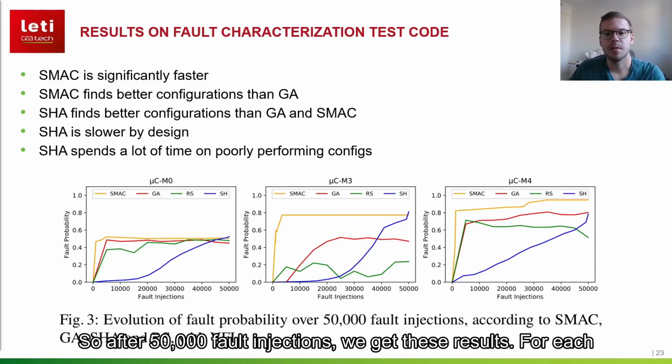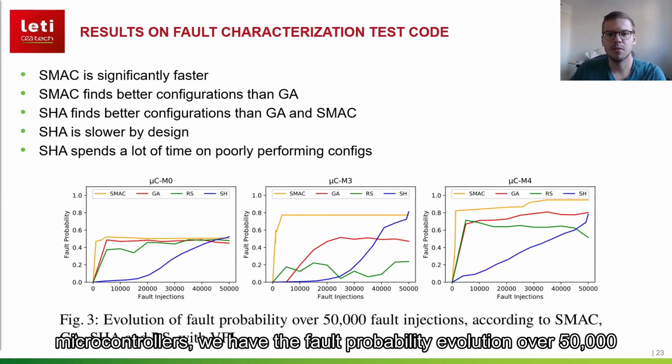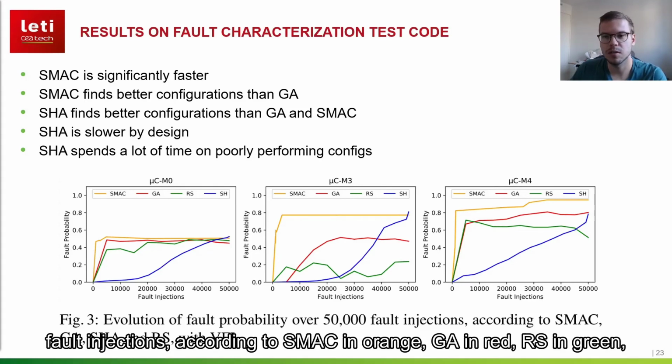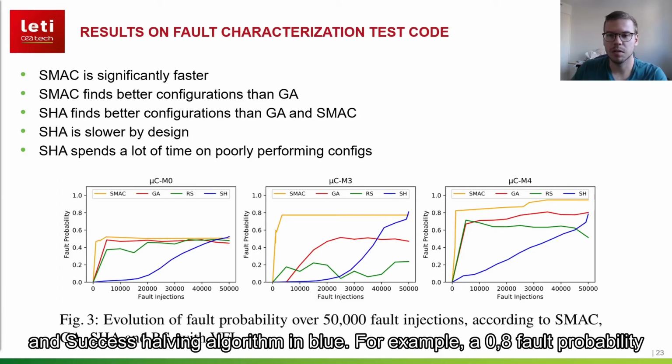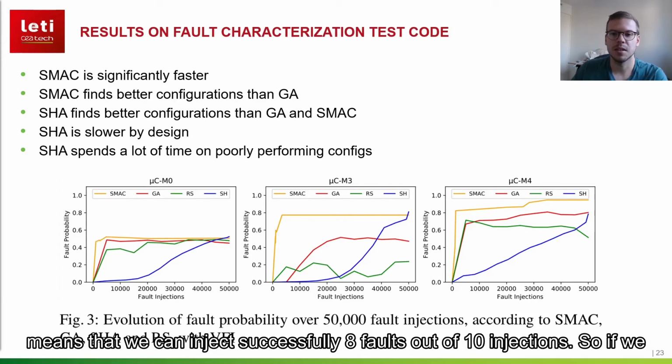So after 50,000 fault injections, we get these results. For each microcontroller, we have the fault probability evolution over 50,000 fault injections according to SMAC in orange, genetic algorithm in red, random search in green, and successive halving algorithm in blue. For example, 0.8 fault probability means that we can inject successfully 8 faults out of 10 injections.